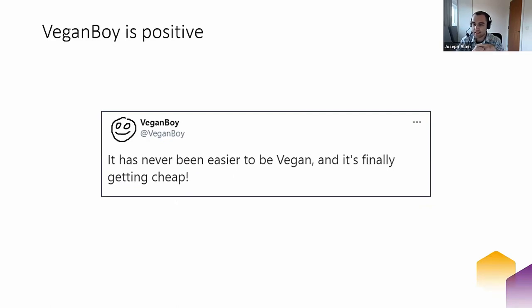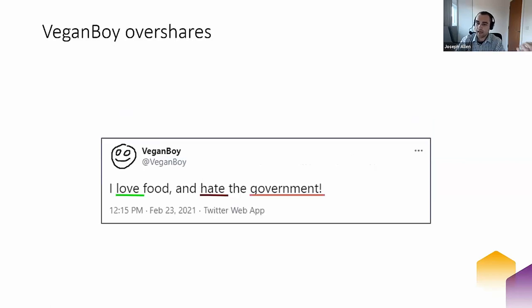Vegan Boy tweets, "It has never been easier to be vegan, and it's finally getting cheap." Again, using my human interpretation of the language, I can infer here that Vegan Boy is feeling quite positive about veganism. Vegan Boy might be smart enough to keep some of these opinions to himself, but there are always millions of other users I could look at instead. And what if I didn't need to use any human skills to understand how Vegan Boy was feeling? What if I could use a few lines of code to replace me?